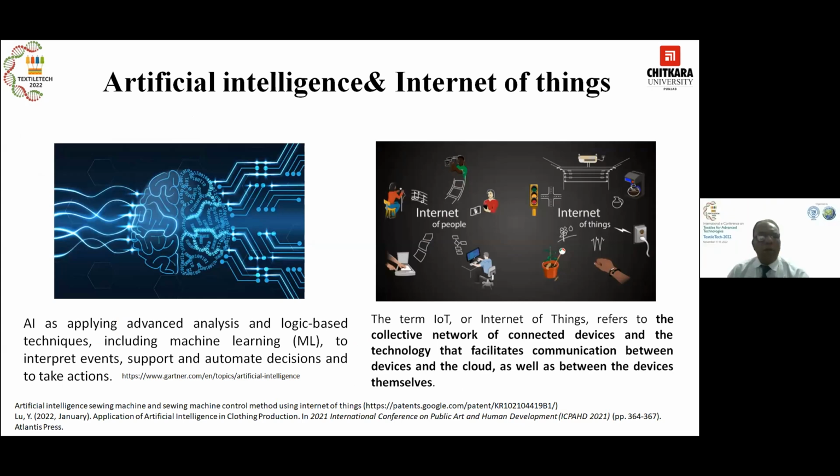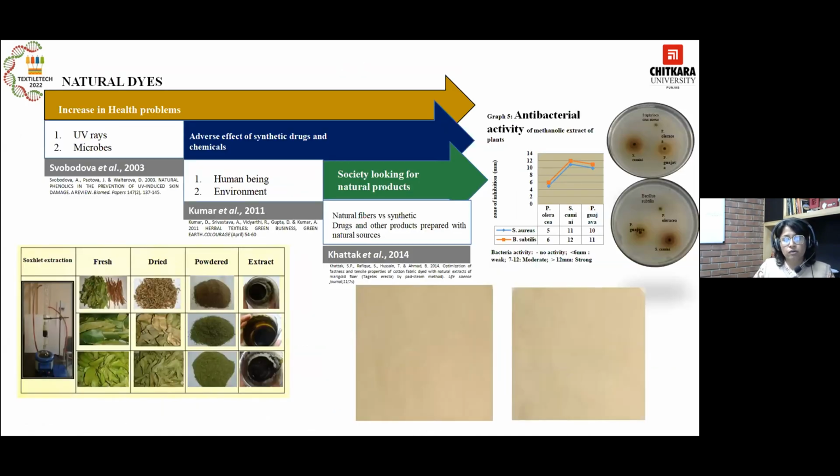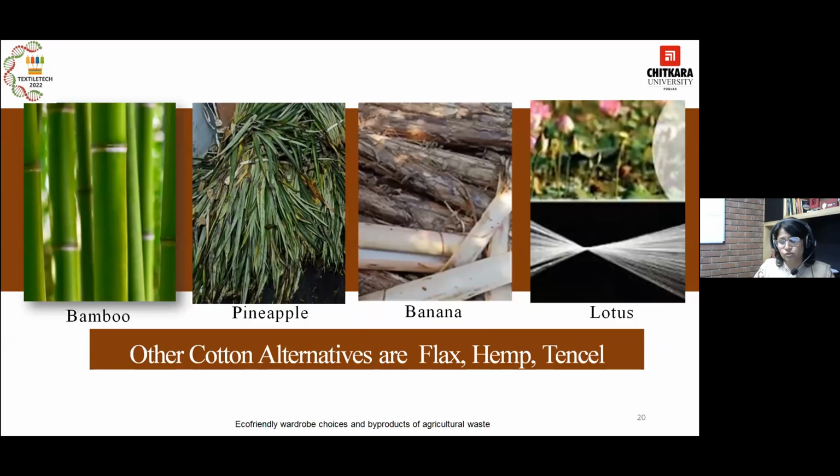So, Dr. Vanna, please speed up. Yes sir. Artificial intelligence and Internet of Things are being used in these robotic technologies. Another area we can see is sustainable technology and materials, where different brands are working on sustainable technology and materials. If we talk about the technology, natural dyes are being used to provide multifunctional properties to garments. There is research and work being done to use agro waste such as pineapple and banana fiber to create sustainable textiles.